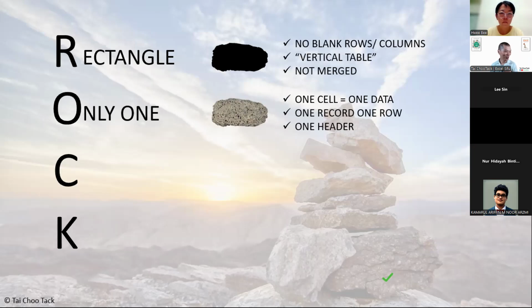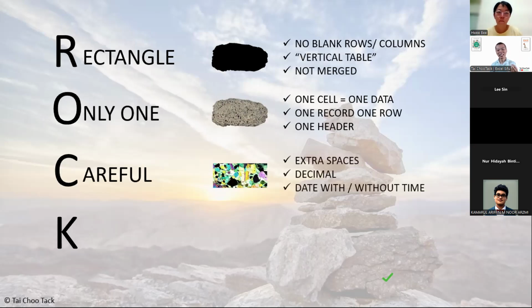C stands for careful. Yes, very good. Careful, because our data may play a trick on us, like extra spaces, decimal, date, with or without the time.